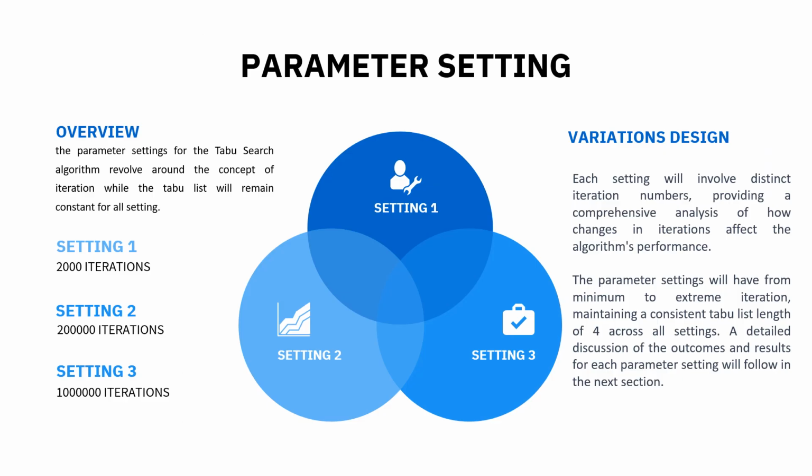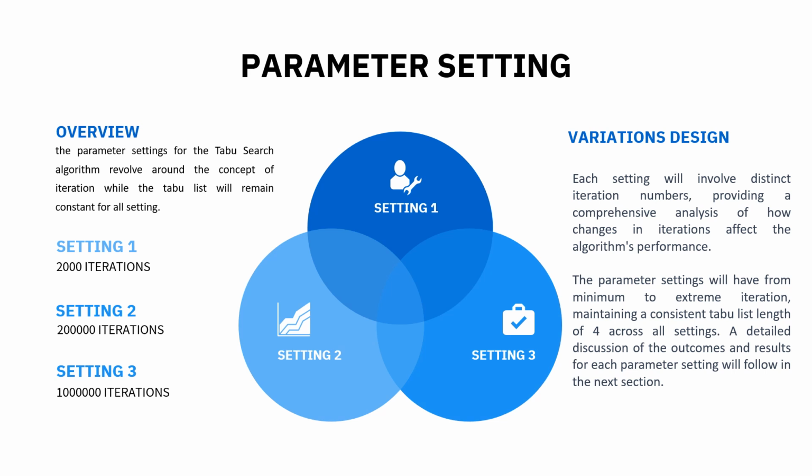In terms of parameter setting here, the parameter setting for the taboo search algorithm is similar to hill climbing. I also play around with the number of iterations while leaving the taboo list as a constant. Setting 1, I'm having 2,000 iterations. Setting 2, I will have around 200,000 iterations. Setting 3, I'm putting 1 million iterations to see whether, if we have higher iterations, we will be able to improve the results.